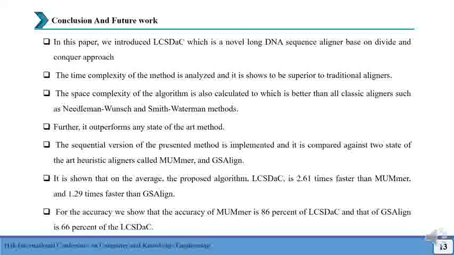The sequential version of the presented method is implemented, and it is compared against two state-of-the-art heuristic aligners called MUMmer and GS-Align. It is shown that on average, the proposed algorithm LCS-DAC is 2.61 times faster than MUMmer and 1.29 times faster than GS-Align. For accuracy, we show that the accuracy of MUMmer is 86% of LCS-DAC and that of GS-Align is 66% of LCS-DAC.